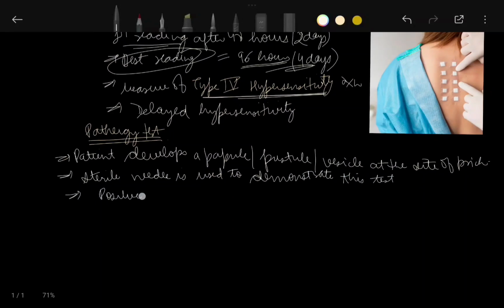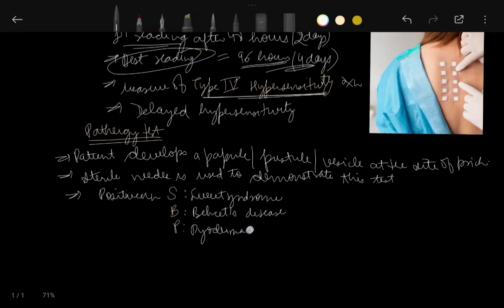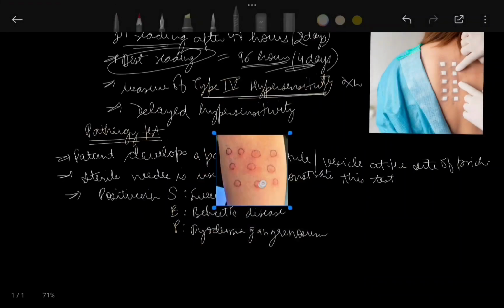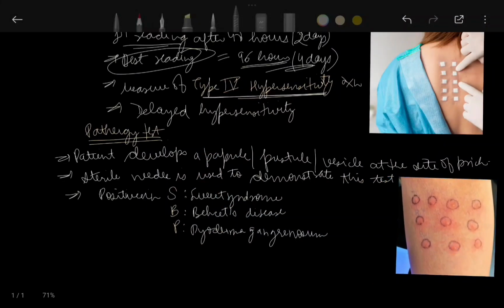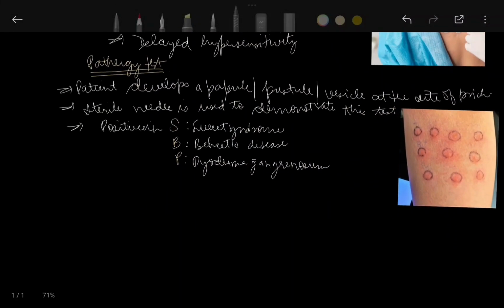The pathergy test is positive in, we can remember it from the mnemonic SBP: Sweet syndrome, Behçet's disease, and pyoderma gangrenosum. This is a kind of test in which a papule, pustule, or vesicle develops at the site of prick, and the sterile needle is used to demonstrate this test. It is positive in Sweet syndrome, Behçet's disease, and pyoderma gangrenosum.